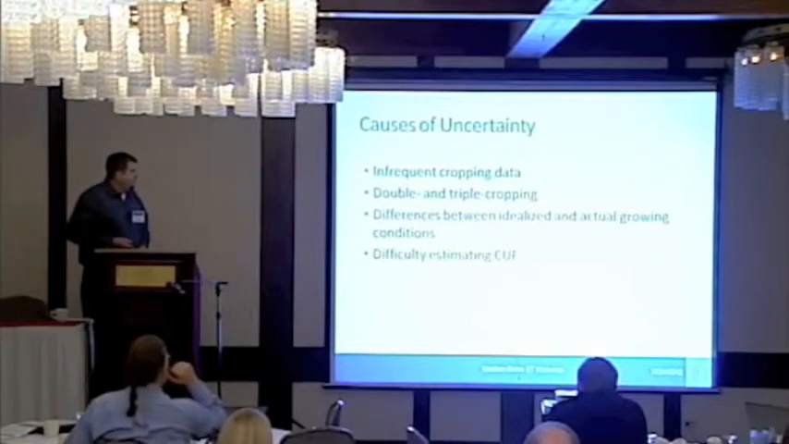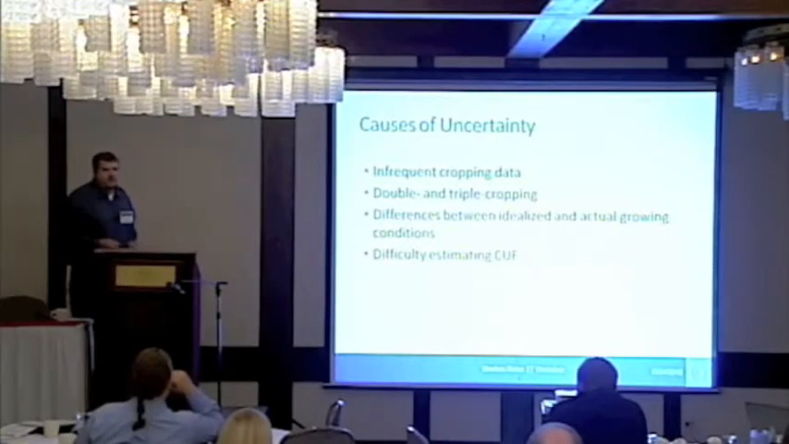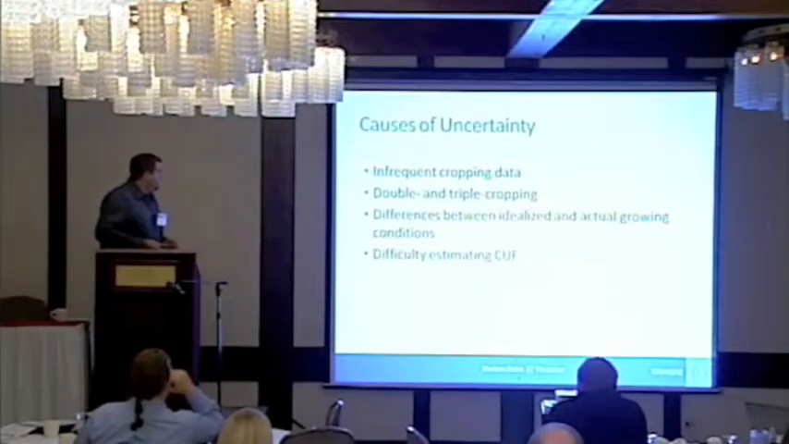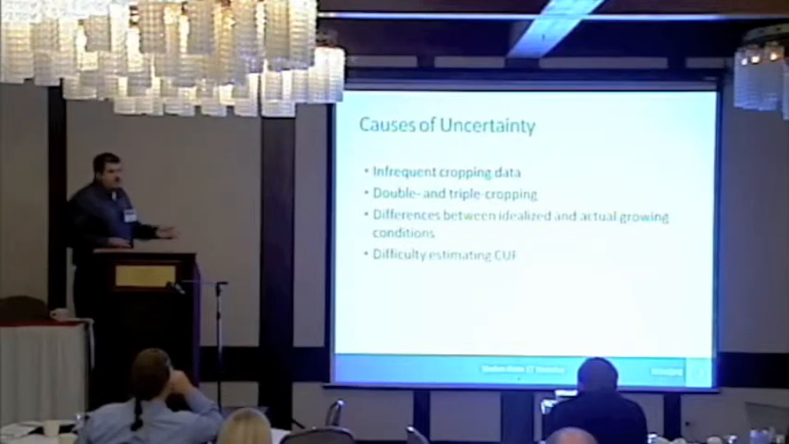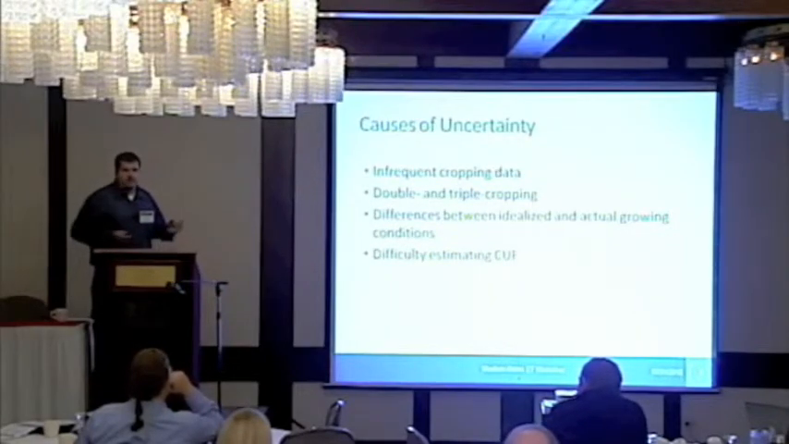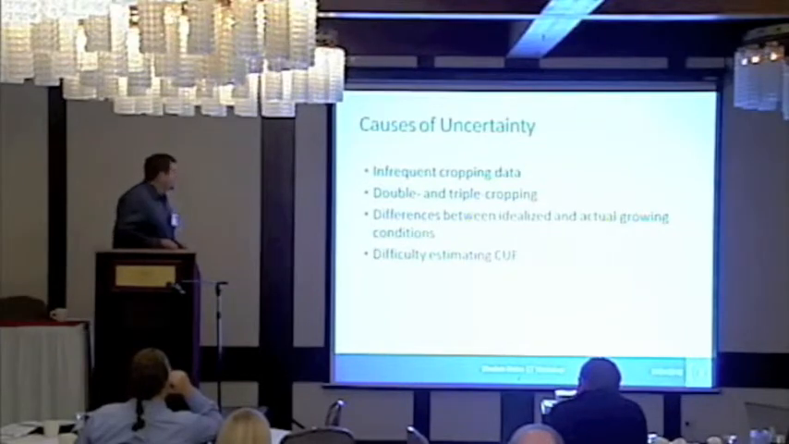I would imagine there's a greater intensity in cropping this year, for example, with the feed prices going up and the dairies in this area. Also, there can be differences between idealized and actual growing conditions for the multitude of reasons that Rick mentioned earlier in his presentation. Additionally, it's difficult to estimate the consumptive use fraction because there's not a lot of information to describe on-farm irrigation practices.